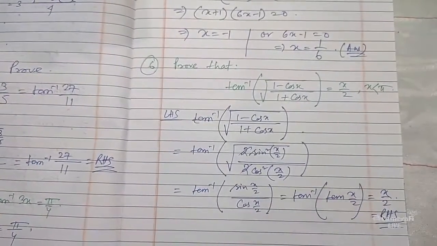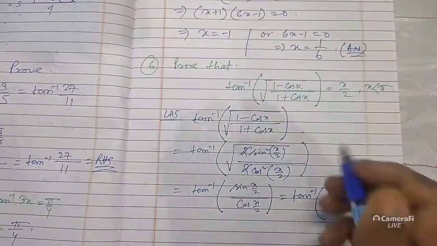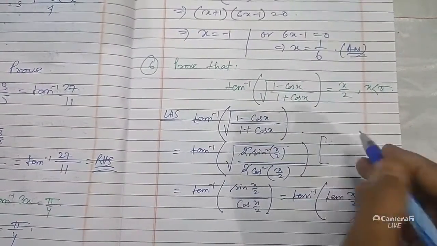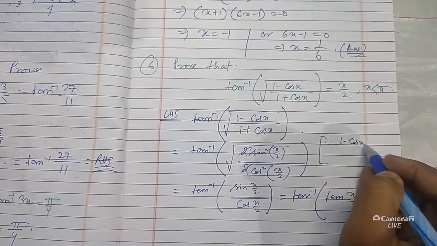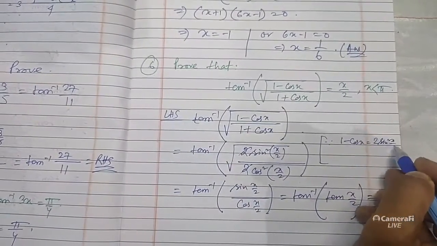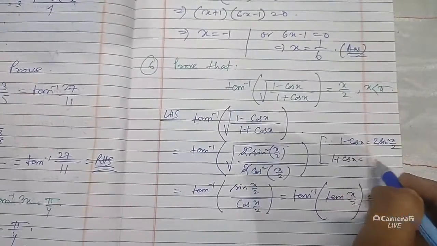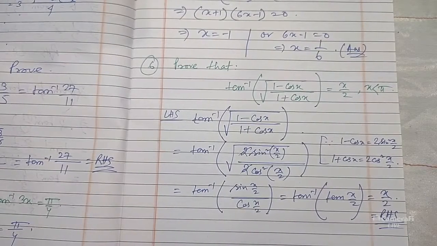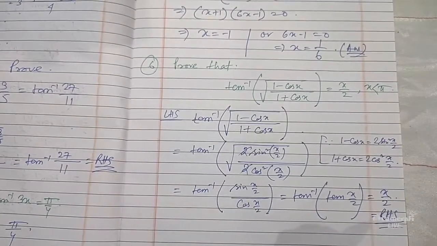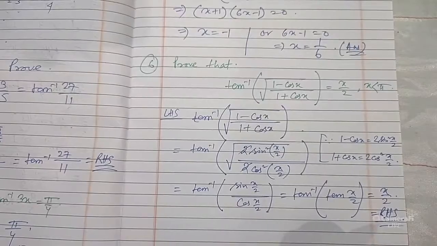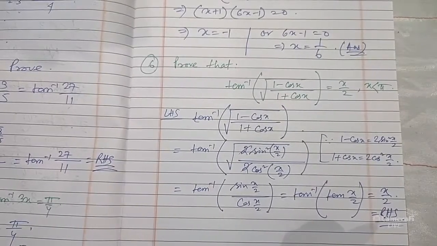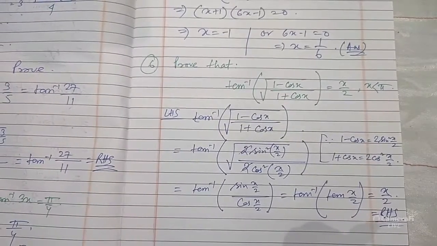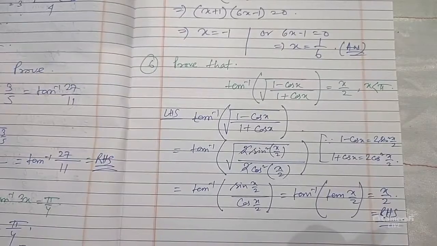So in this way we have to prove this type of question. Here which formula we have applied? Here we have applied 1 minus cos x equals to 2 sin square x by 2 and 1 plus cos x equals to 2 cos square x by 2. These two formula we have applied. So unless and until you know the formula, you cannot apply it. That's why before doing this type of question, first learn all the formula of class 11. Then only you can solve it.